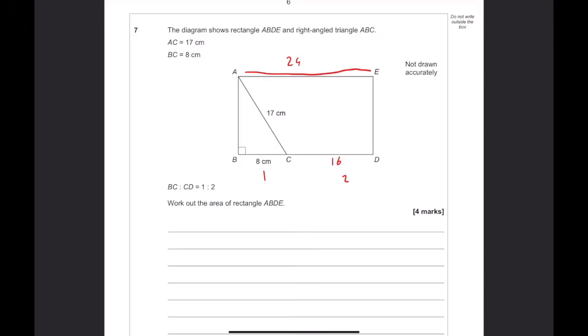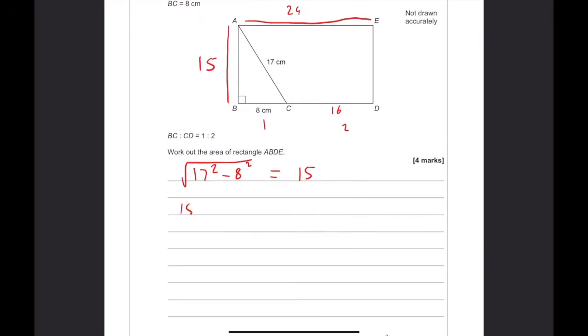We know the width of this shape is 8 plus 16, which makes 24. And we can use Pythagoras to work out AB. So if we do 17 squared, take away 8 squared, and square root the whole thing, then we get a value of 15. So then to do the area, we do 15 times by 24, and that gives us 360 centimeters squared.